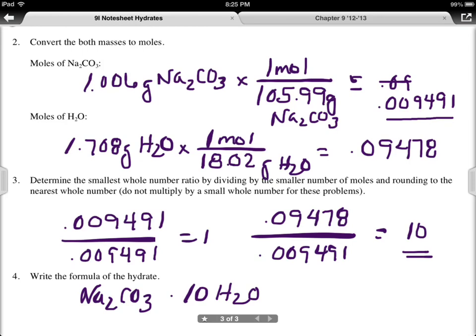Your job now is to try the Hydrates worksheet, which is on the next 2 pages, using these as examples. You're going to be, again, writing formulas for hydrates, naming hydrates, determining their percent composition, and looking at empirical formulas of hydrates. Good luck. See me in class if you have questions.